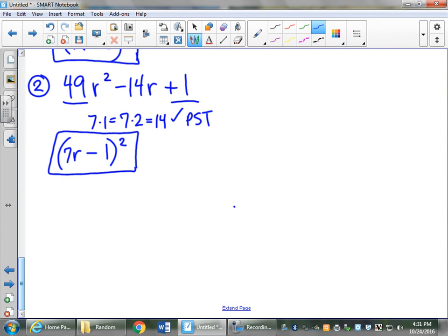Okay, why don't you guys go ahead and try this one on your own. All right, hit pause, check to see if it's a perfect square trinomial first, and then factor it, and look, unpause to see my answer.